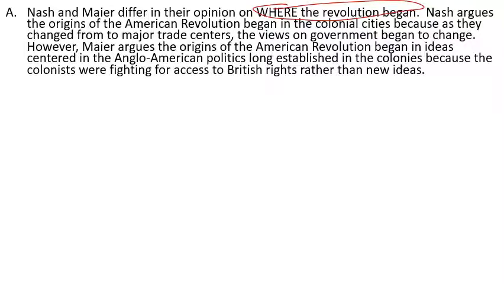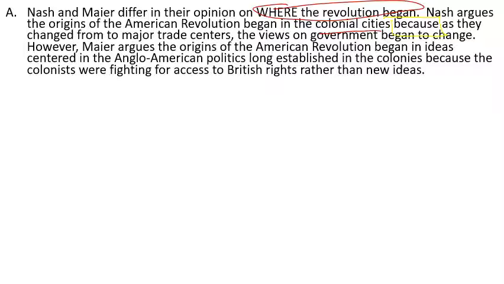And then they said Nash argues that it began in the colonial cities. But remember, they're arguing something. So we just can't say one thing and assume that's an argument. So we have this magical word "because." If you read through Nash's, he talks about how the cities changed, and because the cities changed, that's where we see a change in philosophies over government. And so we have this argument that Nash is making.